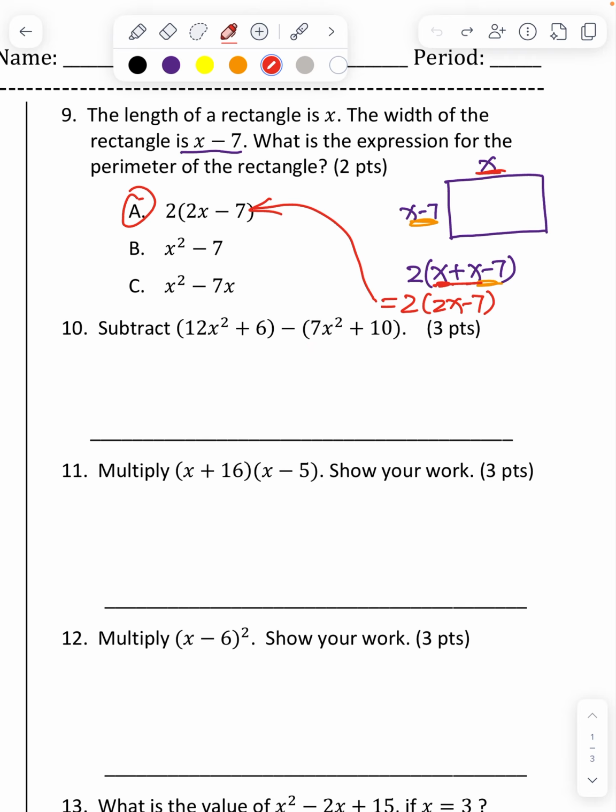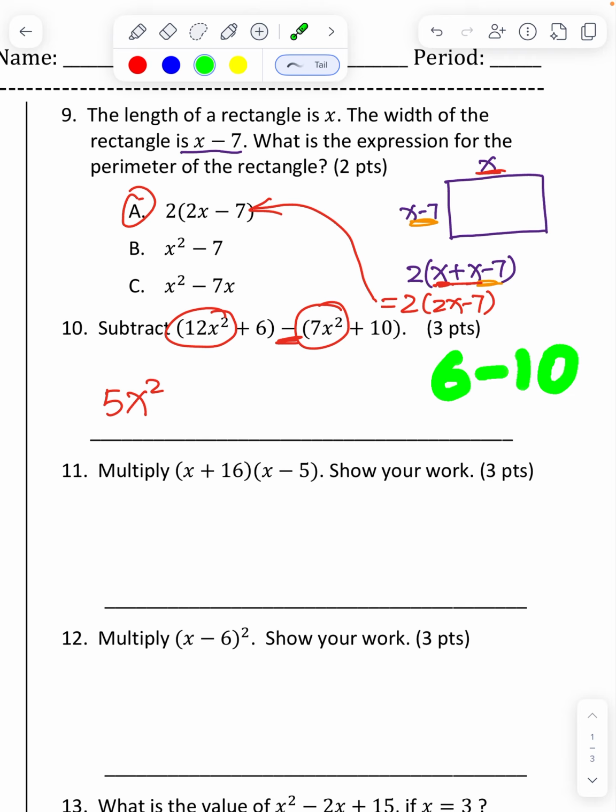Okay, first we're going to check 12x squared minus 7x squared. So 12 minus 7, that's 5. So 5x squared. So now, positive 6, subtract positive 10. So that is 6 subtract 10. That's negative 4, right? So negative 4.